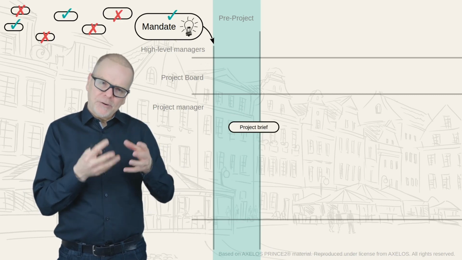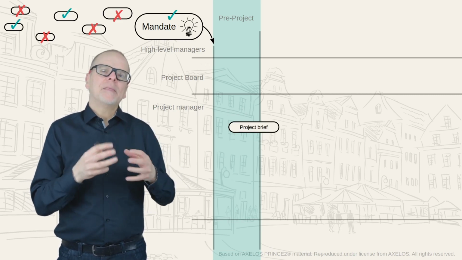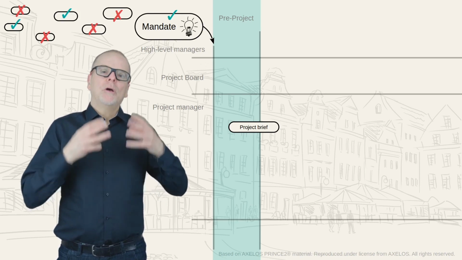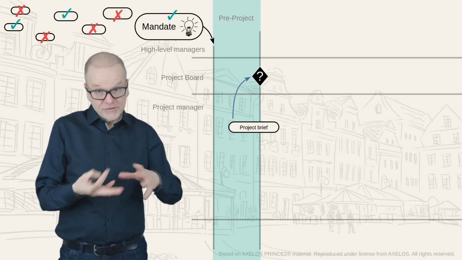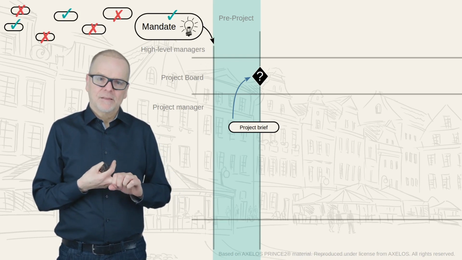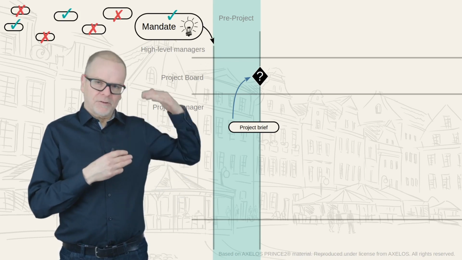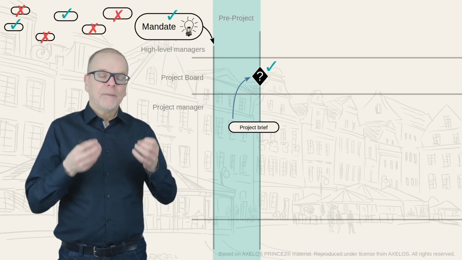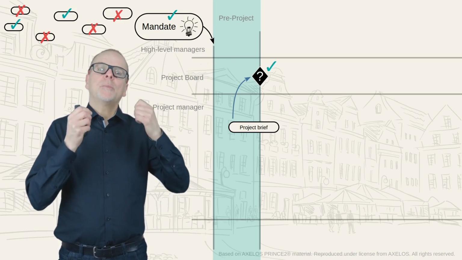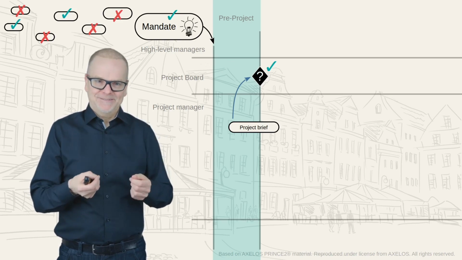Then the project manager will send this project brief to the project board. The project board then will check to see, does the project make sense? And they may discuss it with other high-level management people as well. And if the idea is good, then they will give permission to the project manager to proceed.